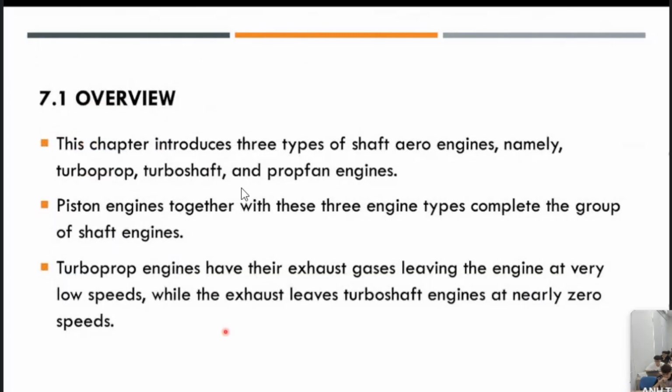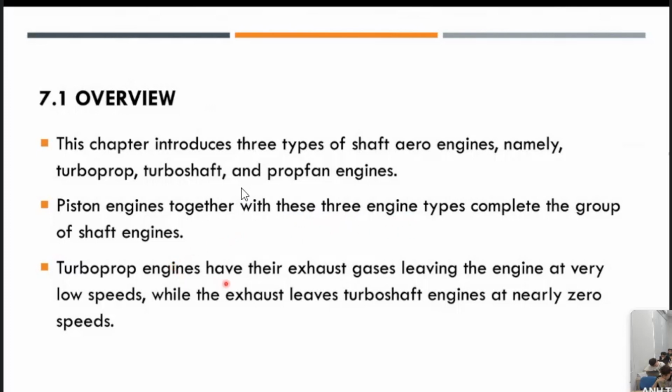In terms of the overview, this chapter introduces 3 types of shaft aero engines. Because in the last 3 weeks we have already looked into the turbine engines, the turbojet and turbofan. So we are now moving into another family of gas turbine engine, which is the shaft aero engine. We will look into turboprop, turboshaft, as well as the prop fan engines. The piston engines, together with these 3 engine types, complete the group of shaft engines.